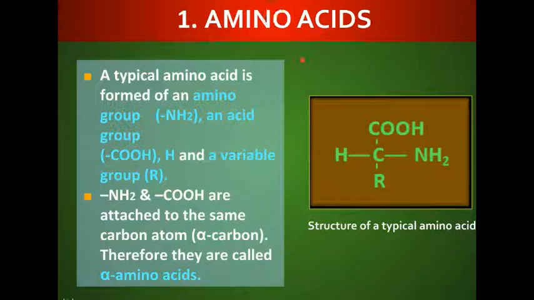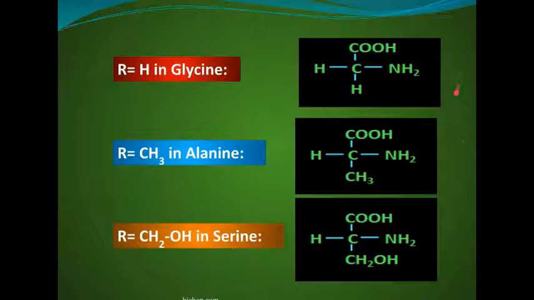As the name tells you, amino acid means it has an amino group, NH2 group, and an acidic group, that is COOH. Then there is a hydrogen, and this R group represents the variable group. That means it can be changed depending on the composition of the amino acid. The amino group and the acid are attached to the same carbon, the alpha carbon. Therefore, they are called alpha amino acids. Depending on this R group, if it is hydrogen, then it is glycine, CH3, then alanine, CH2OH, then we call it serine.